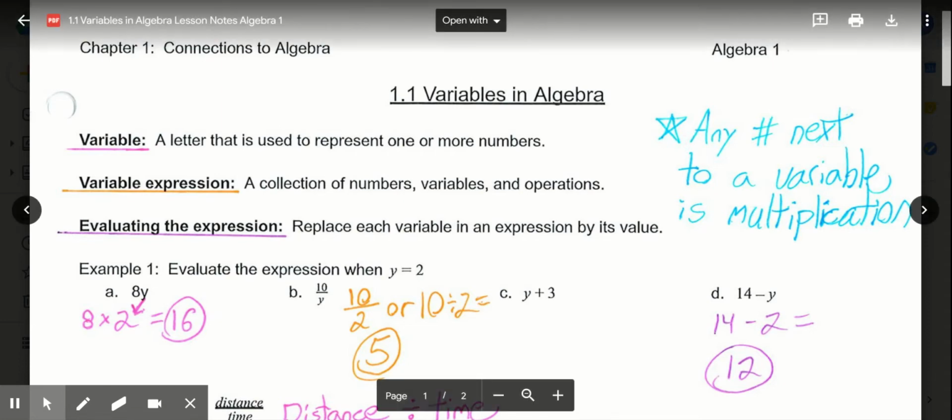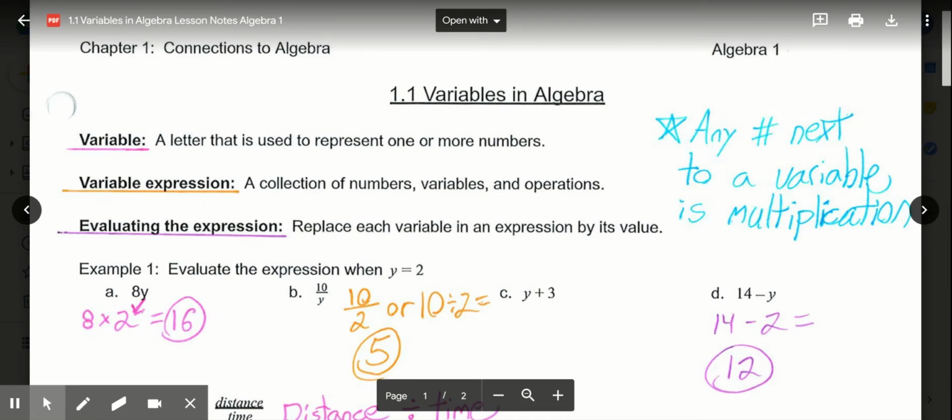And then our third definition to look at is the idea of evaluating an expression. What it means to evaluate an expression is that we replace each variable in the expression by its value. So we just simply replace the variable with its value, and then we can simplify and fully evaluate by doing the math. So we'll look at that in Example 1.